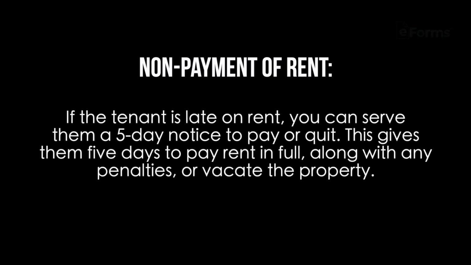Legal reasons for eviction in Oklahoma. A landlord only has grounds to evict a tenant for reasons allowable in the state. The first step in the eviction process is to give the lessee one of the following notices to quit. Non-payment of rent. If the tenant is late on rent, you can serve them a 5-day notice to pay or quit. This gives them 5 days to pay rent in full, along with any penalties, or vacate the property.